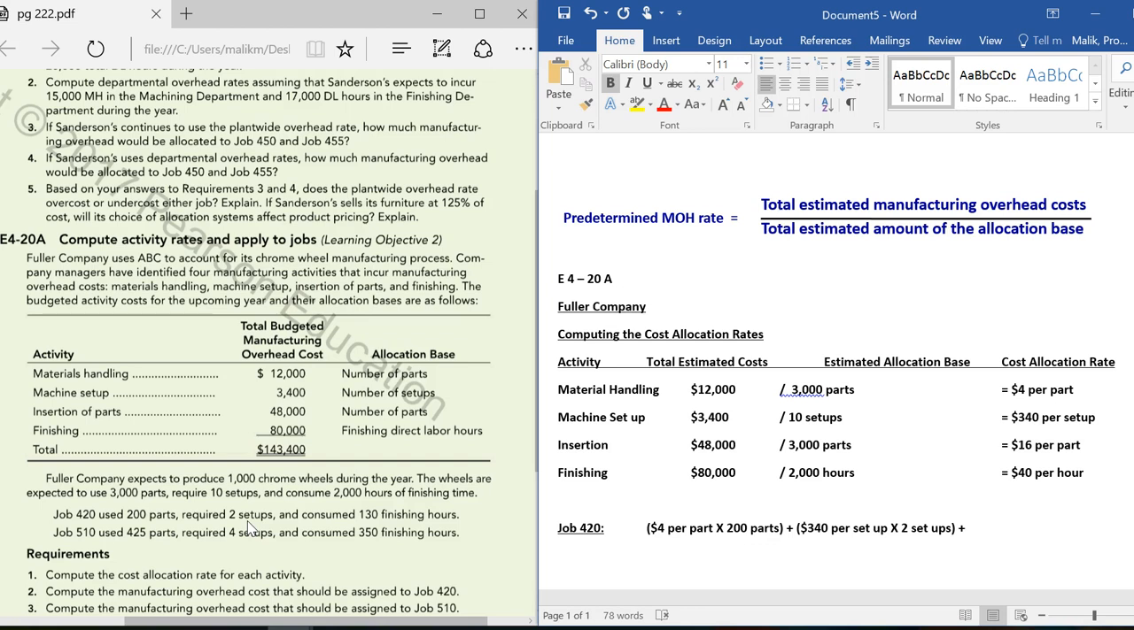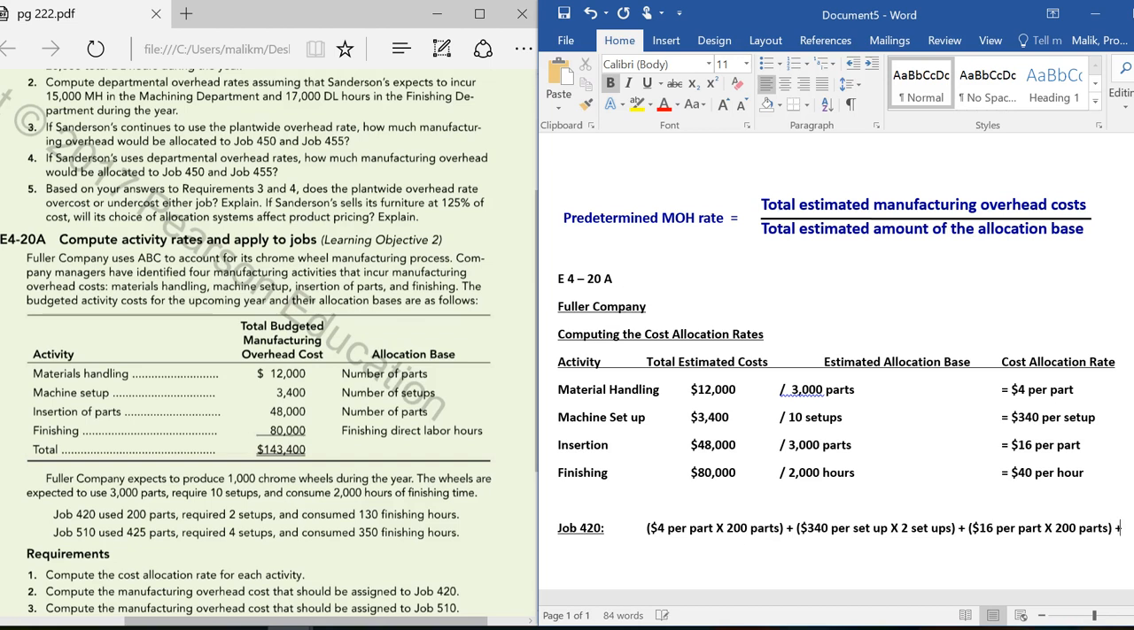Now let's try to do the third cost, which is our insertion cost. The rate is $16 and the insertion cost is driven by the number of parts. And we already know job 420 used 200 parts. So you're gonna multiply it by 200 parts.